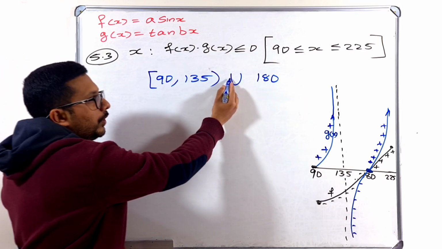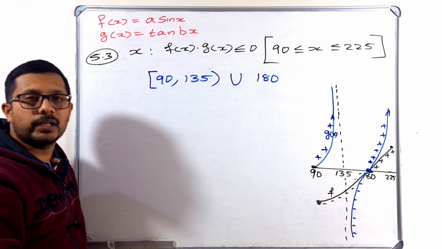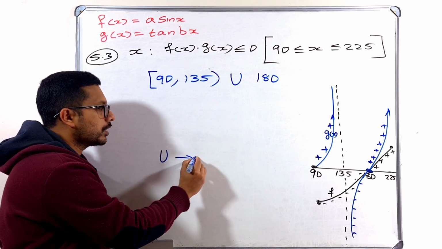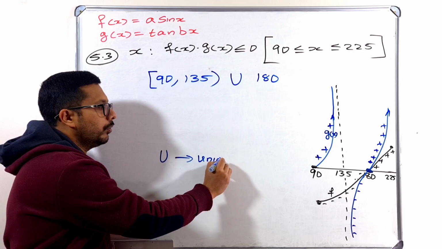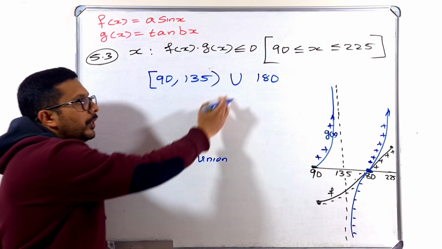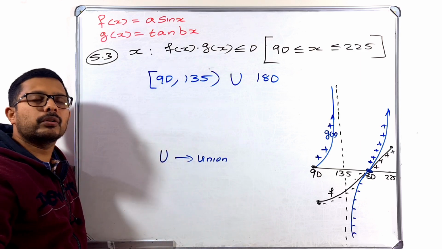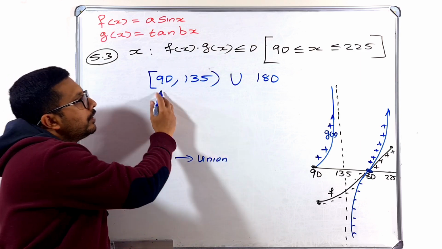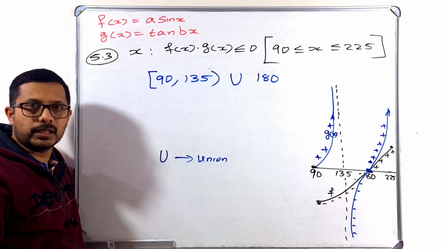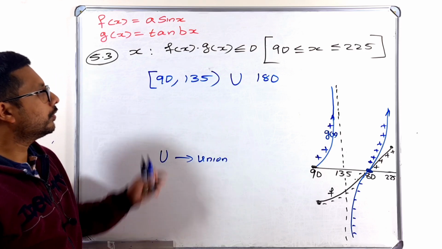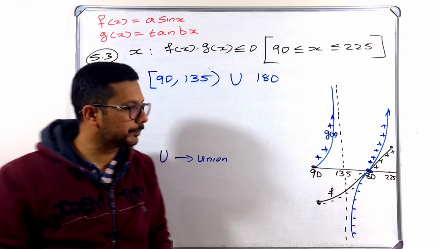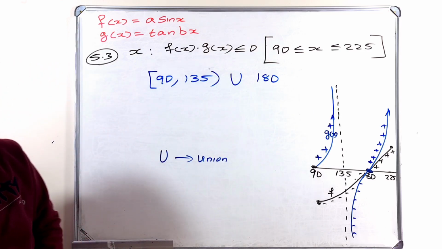So what is the meaning of this one? In probability you studied, don't wonder about that one. This one stands for union. Union means you have to include that one also. That is the meaning of this union. Or you can just write 90 to 135 or 180. You can write it like that also. So 90 to 135 union 180. So that is 5.3.